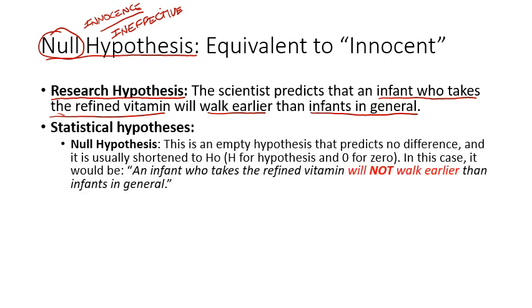So that's the parallel. So in a statistical hypothesis, the scientist starts with a null hypothesis, an empty hypothesis that predicts no difference. Usually we shorten it to just write H0, with the 0 meaning zero, the null hypothesis, the empty hypothesis. And the null hypothesis, in contrast to what we just looked at, would read: an infant who takes the refined vitamin will not walk earlier than infants in general. So this is where the scientist begins and then looks for evidence.